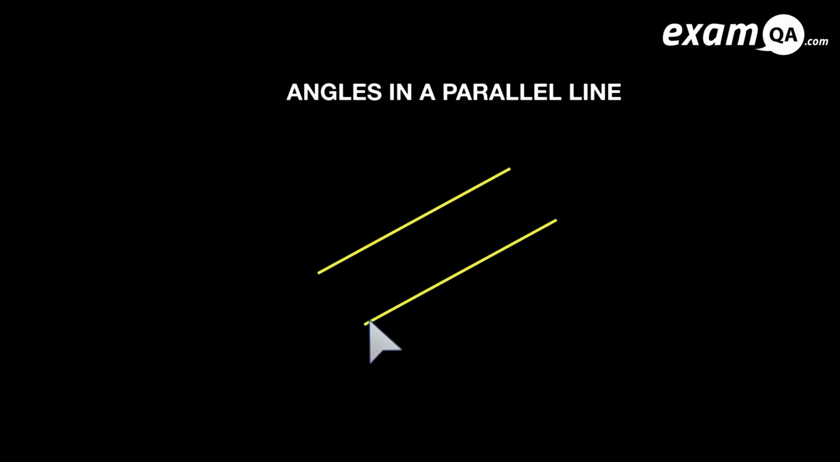Okay, so in diagrams, if you see two lines and they look parallel, do not assume they're parallel. To be parallel, there must be a certain notation there. And that notation looks like this. Sometimes it can have a double arrow.